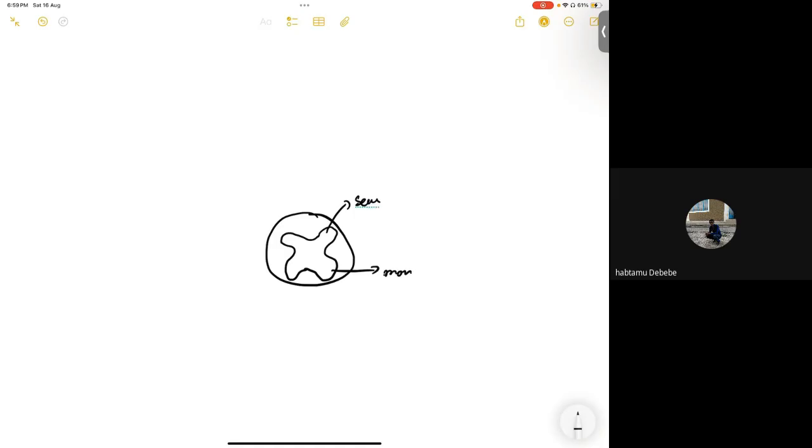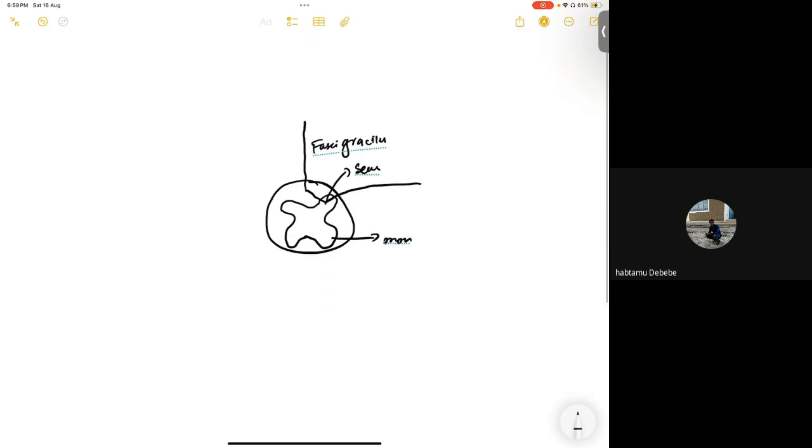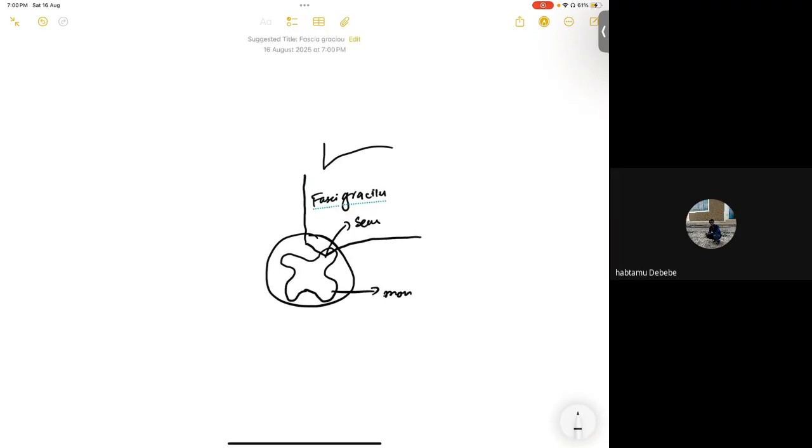So first of all, the DCML pathway starts with the fasciculus gracilis. The neurons come here, jump into the posterior column, and start moving upward from the leg in a cylindrical form of fibers called fasciculus gracilis. Then the upper ones join them laterally. These carry the modern sensations: two-point discrimination, proprioception, and vibration.